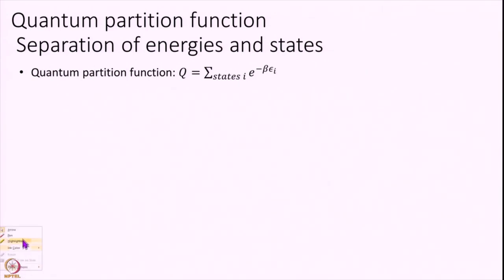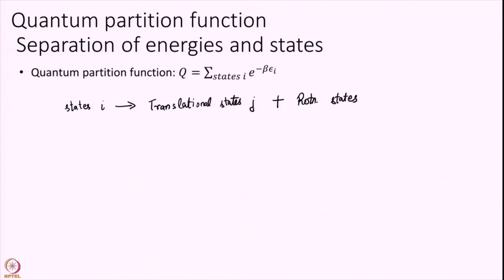The point is it is the same trick as before. So states i get divided into translational states j plus rotational states k plus vibrational states l. Now in quantum mechanics you actually get another one, which is the electronic states as well, which we will discuss later. So in quantum mechanics you have an extra term other than translation, rotation and vibration, which is the electronic energy. That is the same thing as 1s energy versus 2s energy, the energies are different, and so we have a different electronic state energy as well.